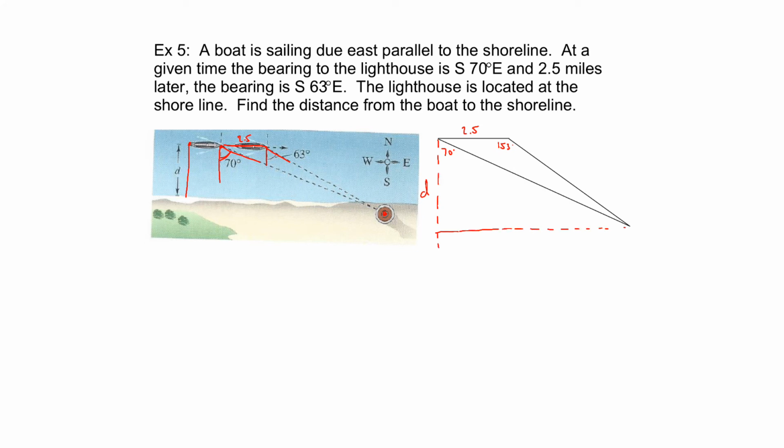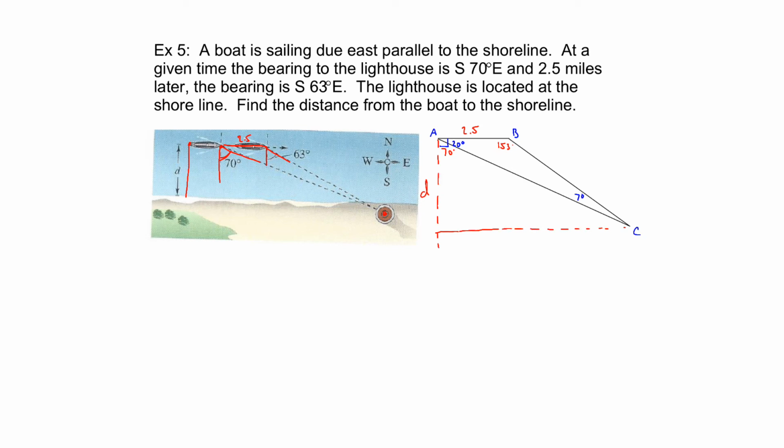Well, if this is 70 and this forms a right angle, then this must be 20 degrees. In this triangle we have 20 and 153, so we know that this angle down here must be 7, because 20 plus 7 plus 153 is 180 degrees. So we know that. Let's label our triangle here. We'll call this A, B, and C.